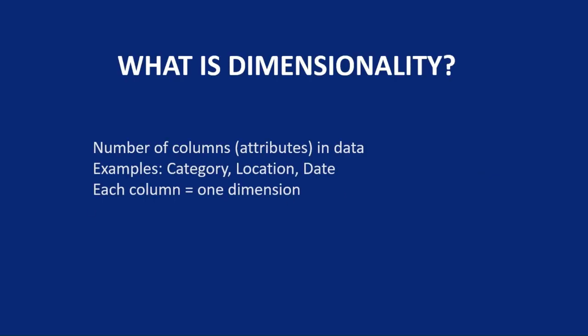In simple terms, dimensionality is the number of columns in your data sets. Each column represents a dimension. For example, category, location, date. Each of these is a dimension. So, if your data set has three columns, it has three dimensions.